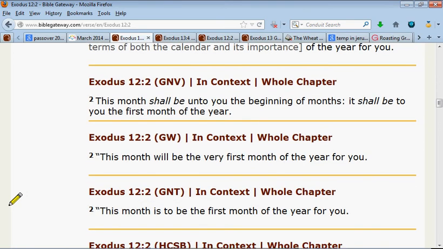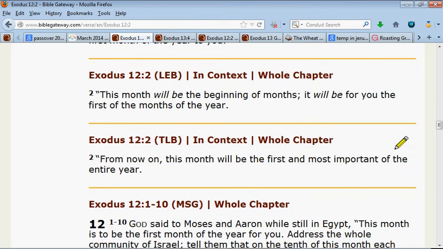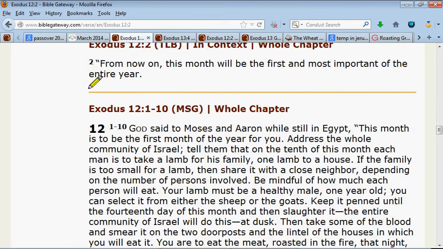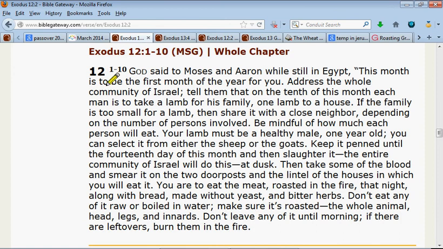First month. This month shall be unto you the beginning of months. It shall be to you the first month of the year. I mean, it's just over and over again. And this is the beginning of the chapter. God said to Moses and Aaron while still in Egypt. Can I say that one more time? Still in Egypt. This month is to be the first month of the year for you.